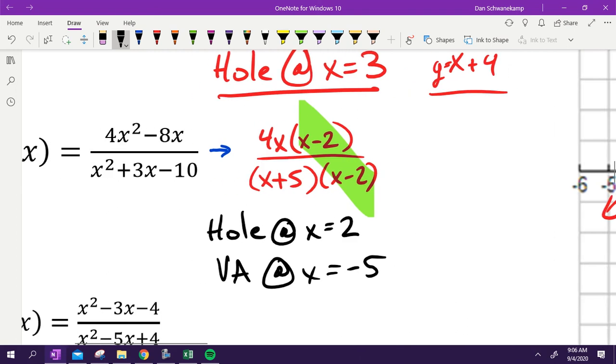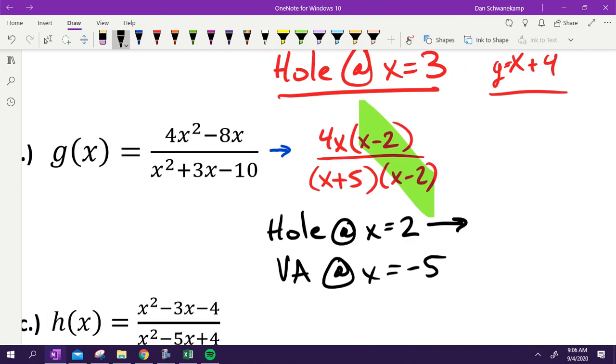Technically, not only can we find the hole, but we can figure out what the ordered pair of that hole would be. Once we cancel this out, we can plug 2 back in. If I plug 2 in on top, I would get 8, and on bottom, I would get 7. So there's going to be a hole at (2, 8/7). Once you cancel out that hole, if you plug it back in, it'll tell you where that hole would occur. That's where you're going to draw the hole on your graph.